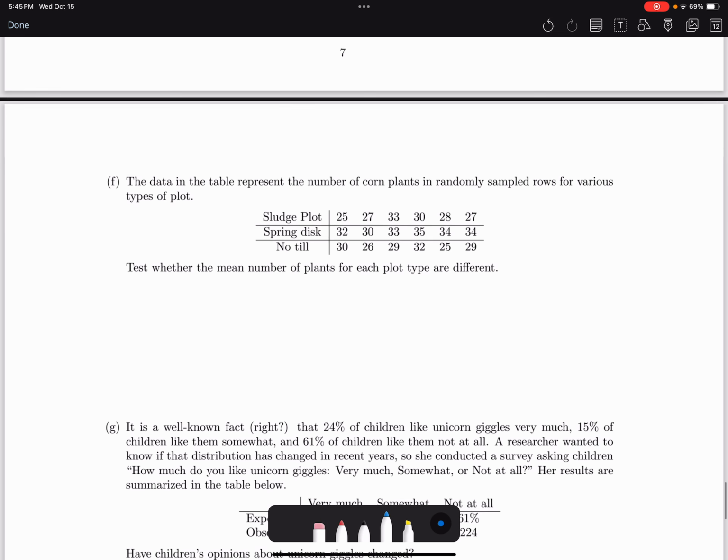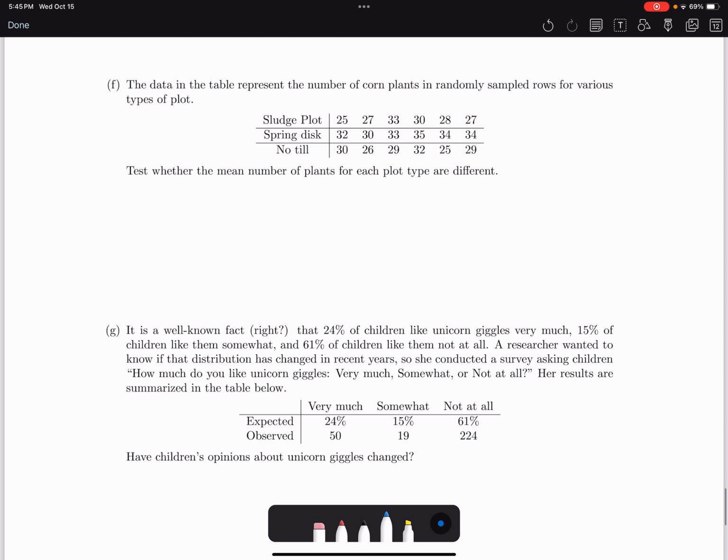Okay, I think we have three more. So let's look at this next one. The data in the table represent the number of corn plants in randomly sampled rows for various types of plot. Test whether the mean number of plants for each plot type are different. So go ahead and give it a pause and see if you can write down the correct hypotheses and the test or the app to use.